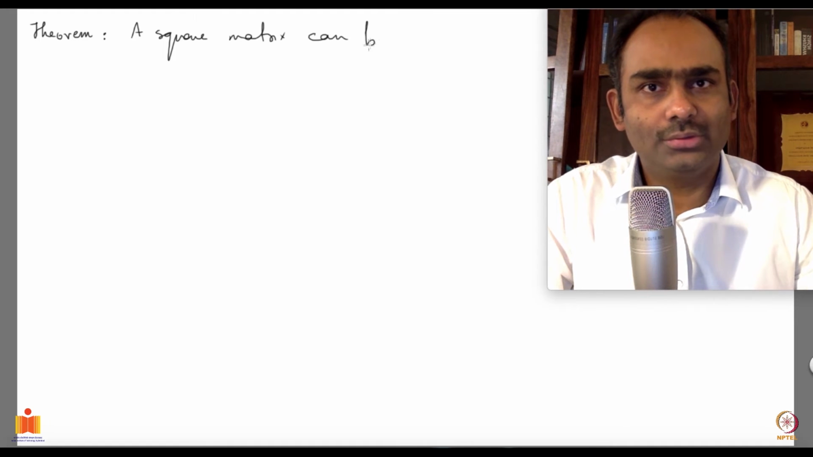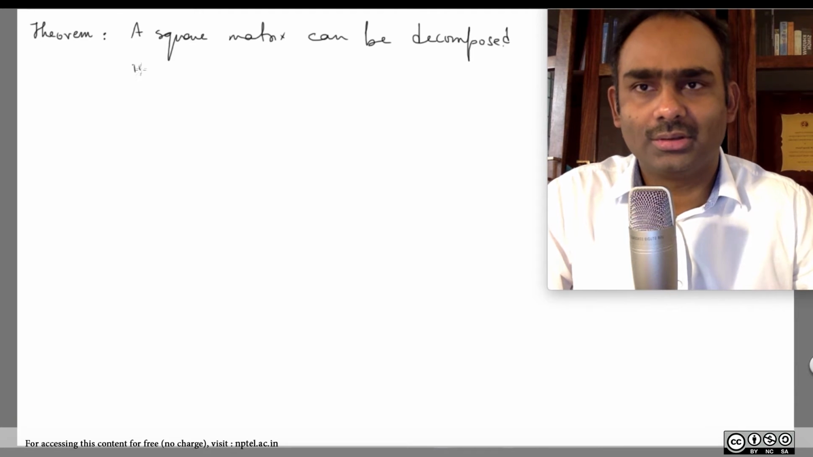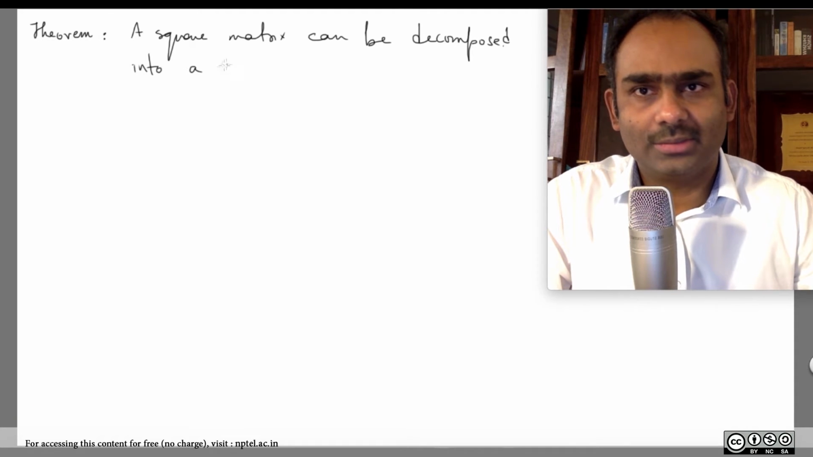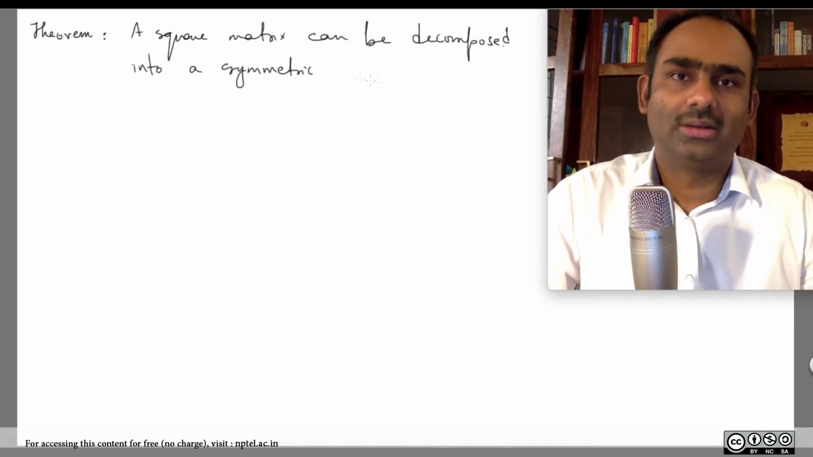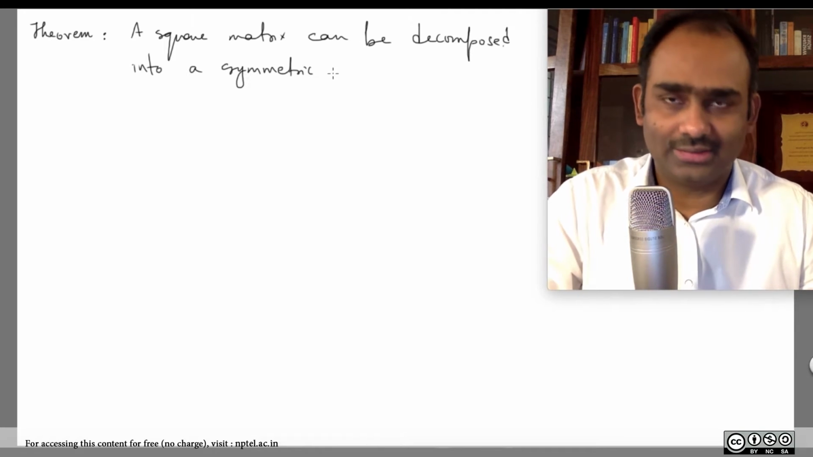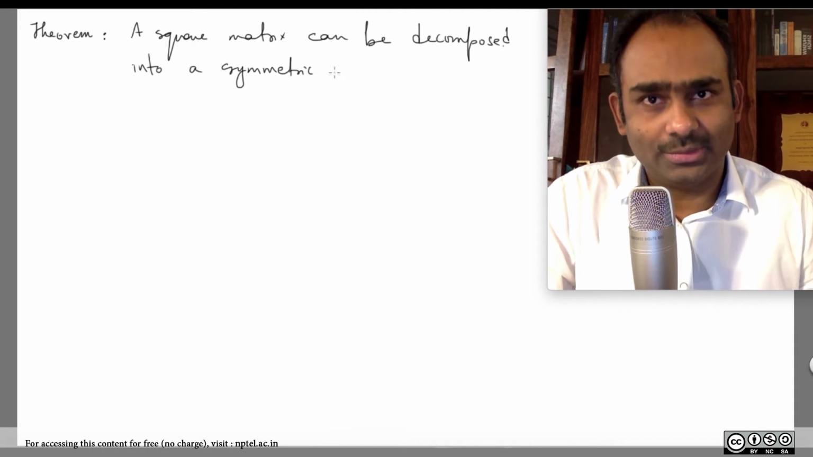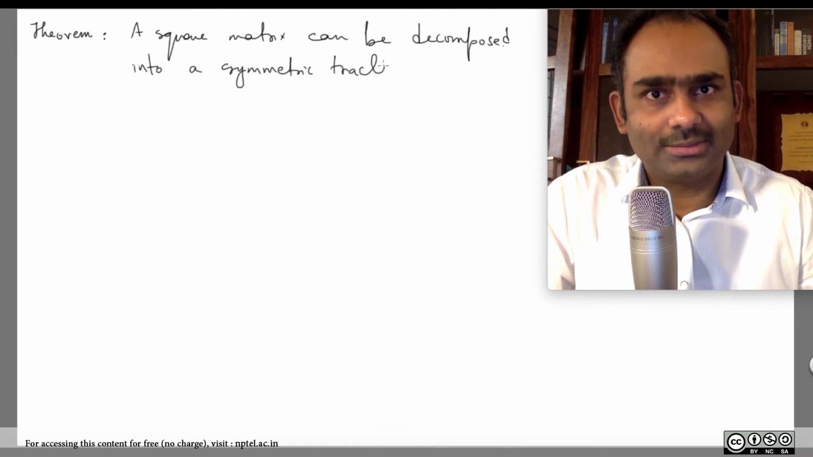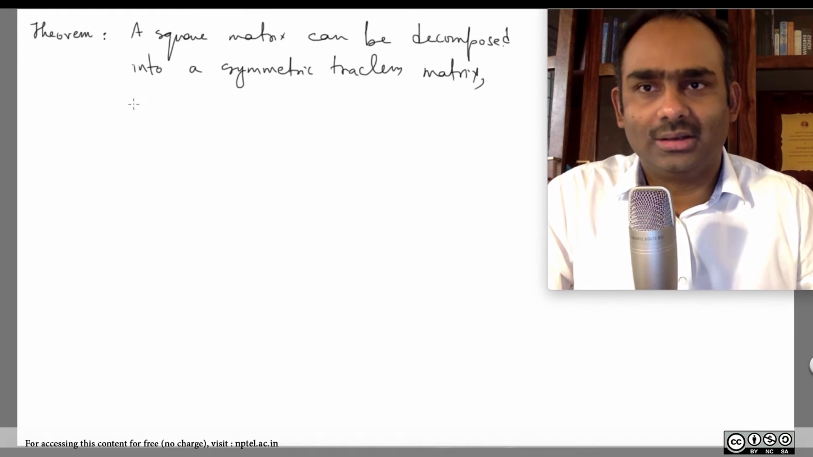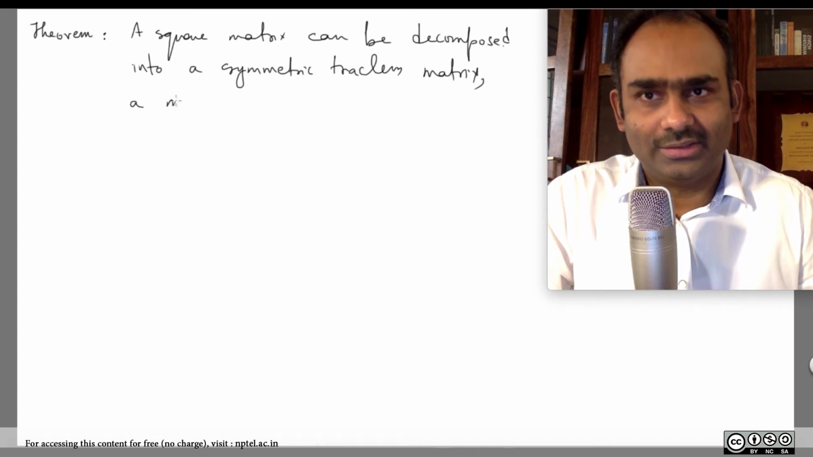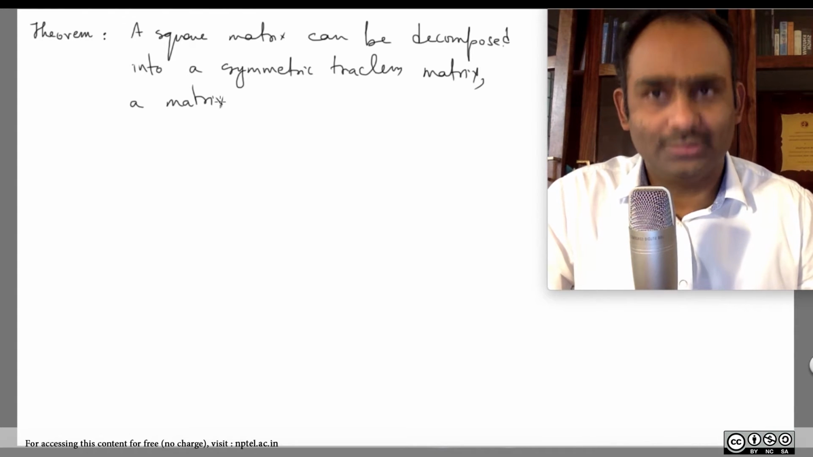Okay, so I'll show you. A square matrix can be decomposed into a symmetric matrix. As I said, I can decompose the symmetric part further, so into a symmetric traceless matrix, and a matrix that will be proportional to identity, which you will see immediately why.